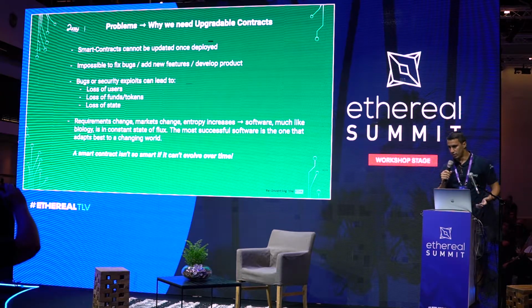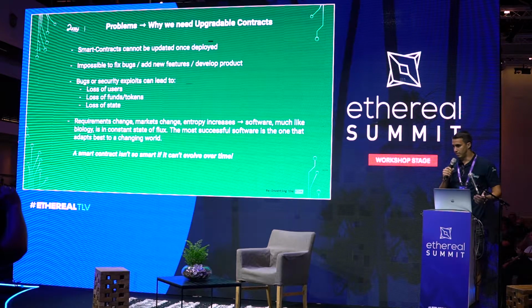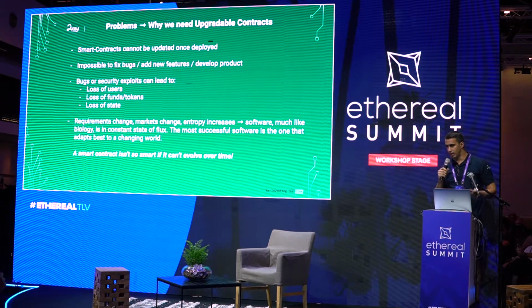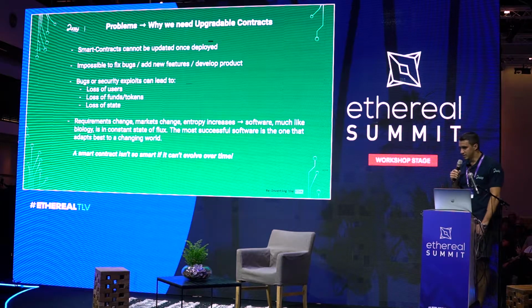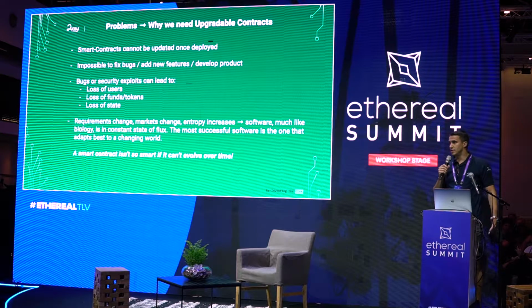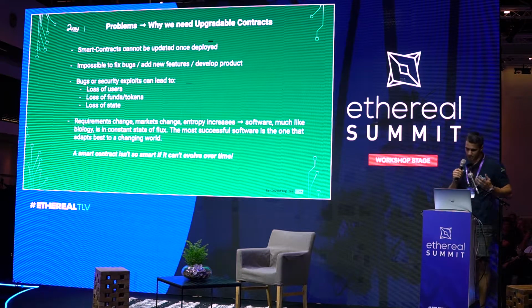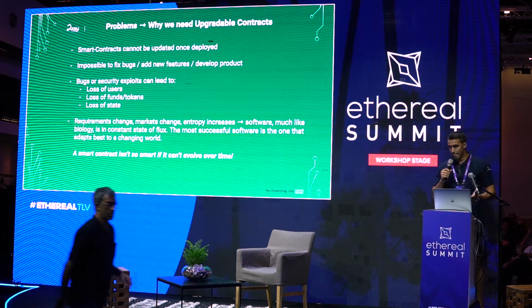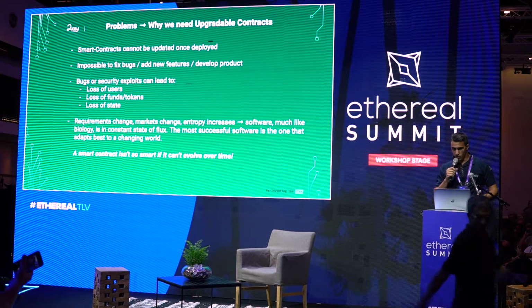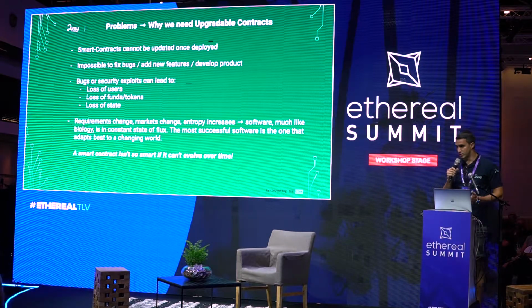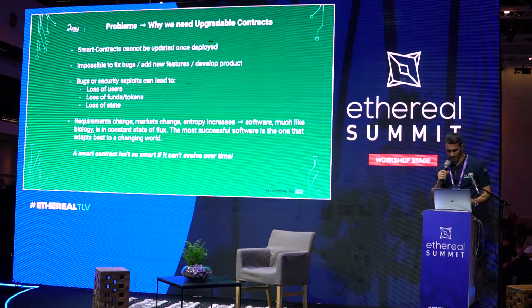And we can all agree that requirements change, markets change, like entropy increases, and software, much like biology, is in constant state of flux. The most successful software is the one that adapts best to a changing world. Keeping that in mind, we can all agree that a smart contract isn't so smart if it can't evolve over time.